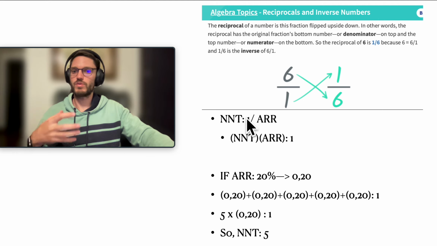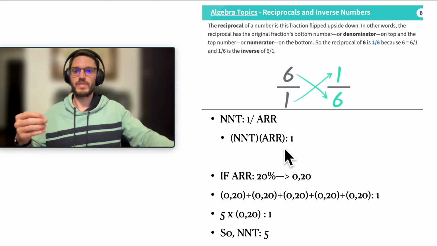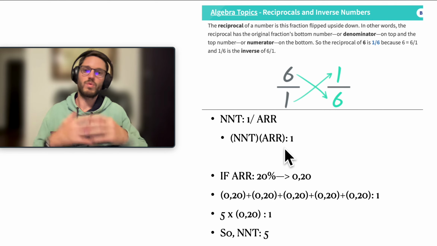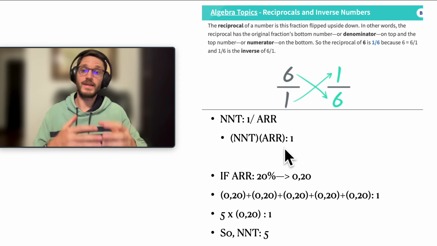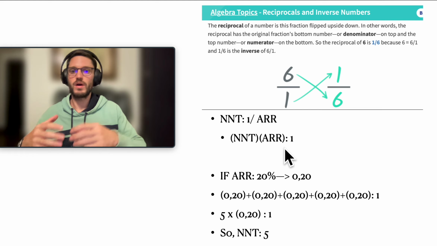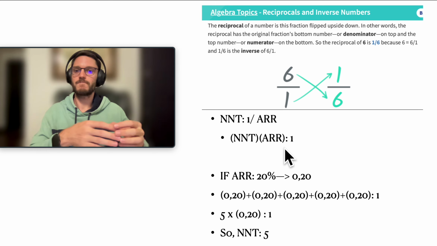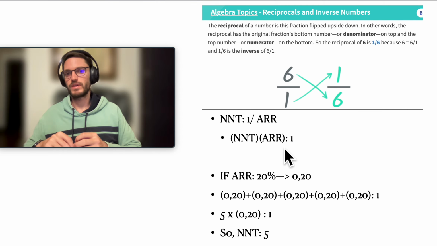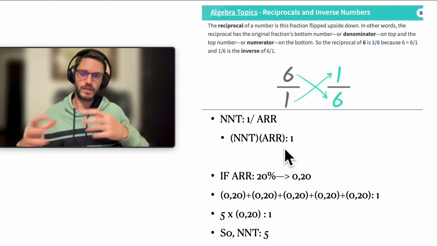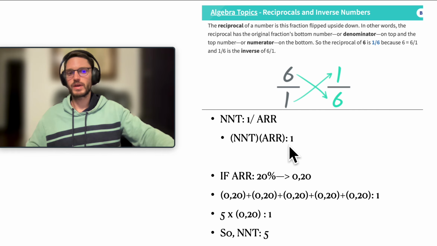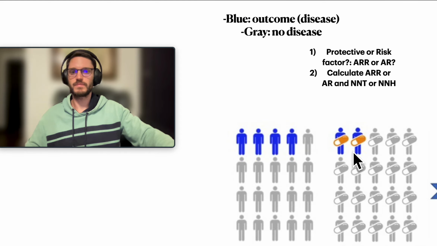Of course, if you already know how to calculate the ARR, you just have to do 1 over 0.20. It will give you the number 5. But this is so you understand why the NNT is the reciprocal of the ARR. Maybe you have to listen to this a couple of times and think about it, but there you have the explanation.